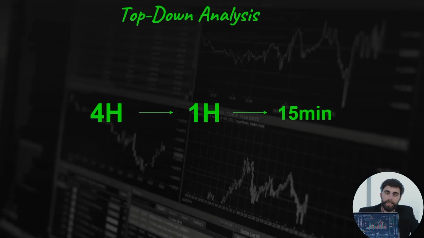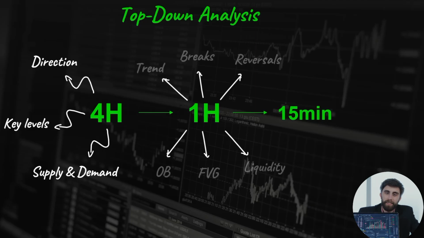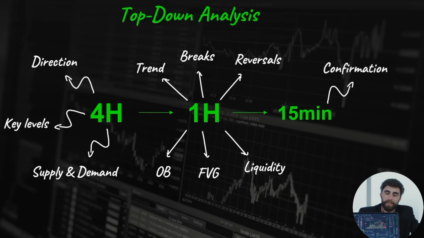Starting with the 4-hour chart, we apply the concepts of market structure to the chart to find the market direction, key levels, and supply and demand areas. Following, we zoom into 1 hour, which is our major analysis timeframe. On the 1-hour chart, we identify the trend, breaks, reversals, fair value gaps, liquidity areas, order blocks, and trading opportunities. Furthermore, we zoom into 15 minutes to find confirmations in the lower time frames and execute orders.